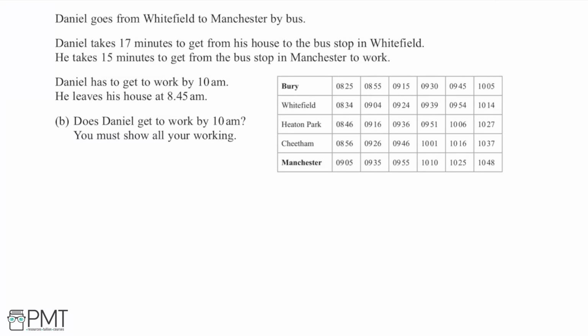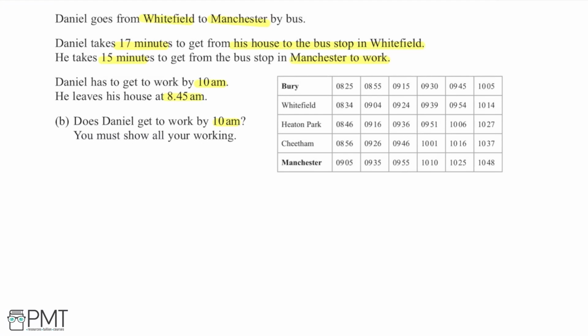So in this question, I'm told that Daniel goes from Whitefield to Manchester by bus. I'm told that it takes Daniel 17 minutes to get from his house to the bus stop in Whitefield, and it takes 15 minutes to get from the bus stop in Manchester to his work, so at the other end of his journey. We're told that Daniel has to get to work by 10 AM and that he leaves his house at 8:45, and we're asked to use all of this information to work out whether he does get to work by 10 AM, showing all of our working along the way.